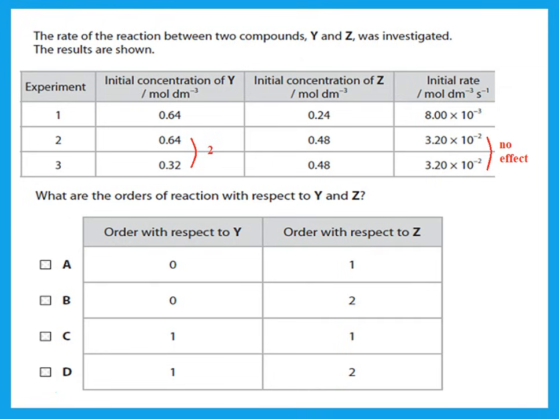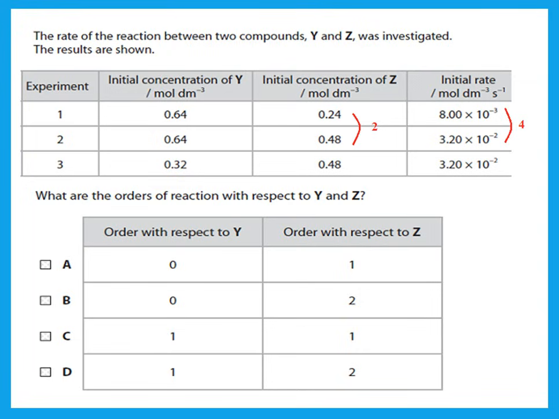Now, what about the order with respect to Z? Now, I need to choose two experiments in which only Z is changing. So we look at experiment 1 and 2. So going from 1 to 2, the concentration of Z doubled. What happened to the rate? It quadrupled. And that means it is second order with respect to Z.